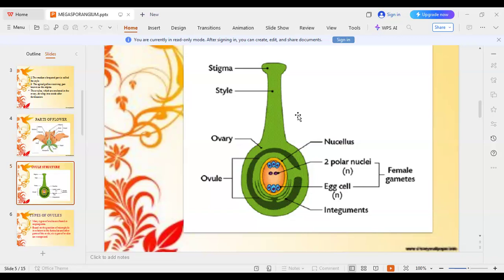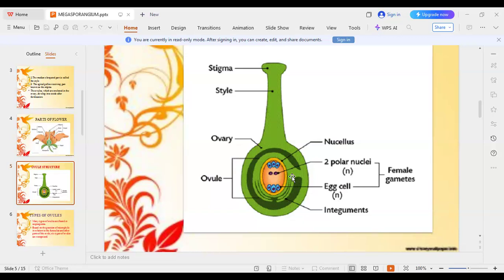In the complete megasporangium, a small opening is left at the apex of the integuments. That is called the micropyle. A small opening is left at the terminal or apex of the integuments, and that portion is called the micropyle. When there are two integuments, the inner integument is formed first, followed by the formation of the outer integument.